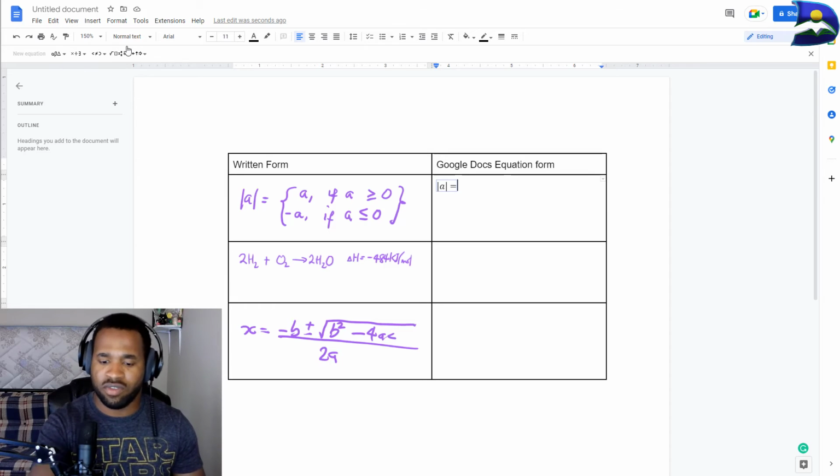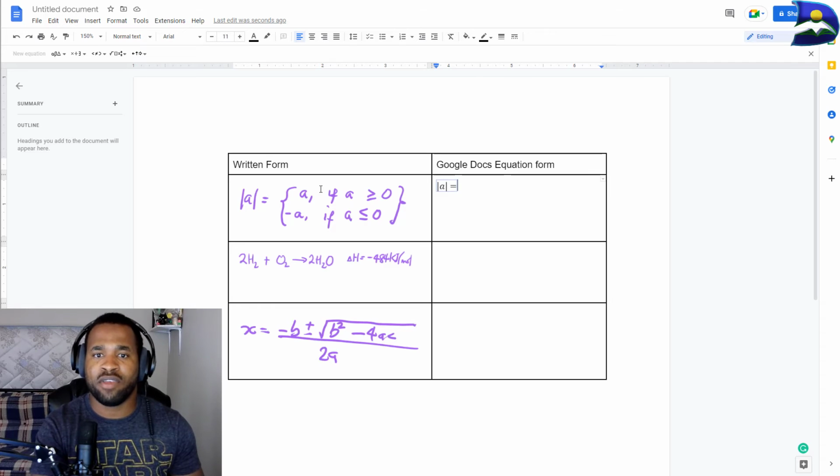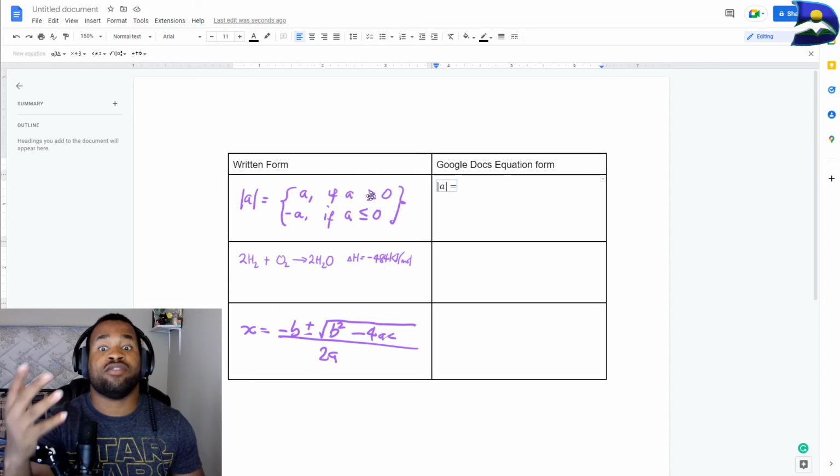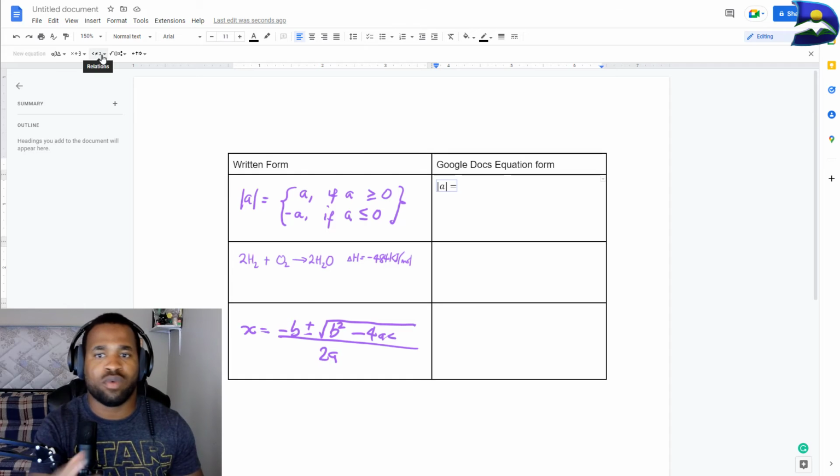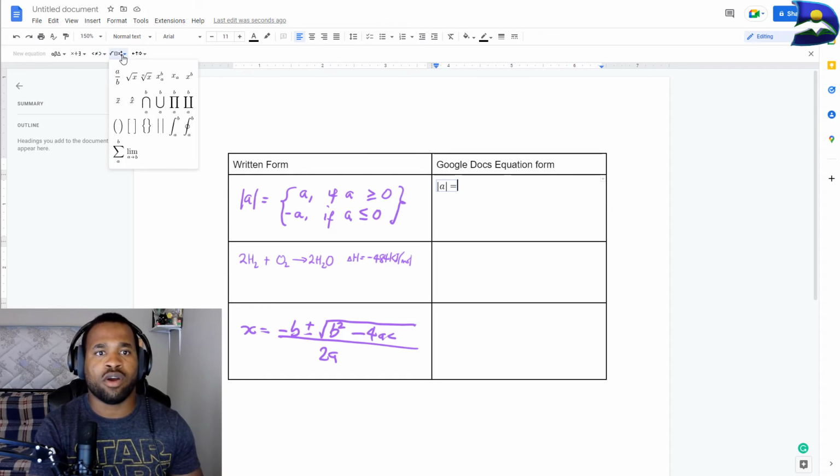So now once you type your equal sign, the next step is to type the first instruction. Now the first instruction here says that A, if A is greater than or equal to 0. So in this case we're going to start off with the same setup, which is we're going to go back here.